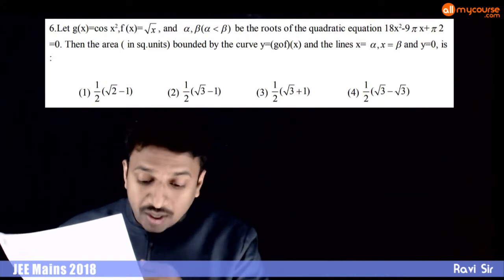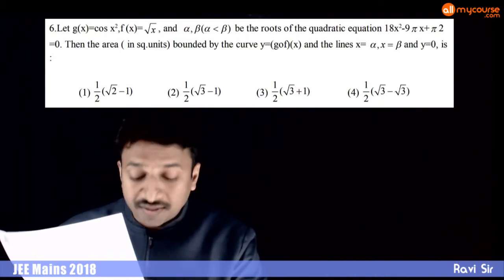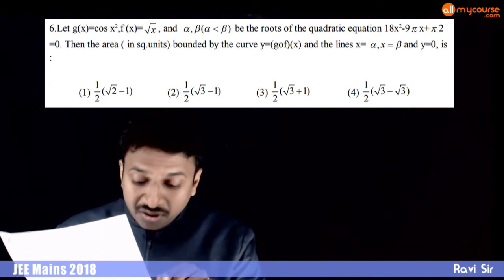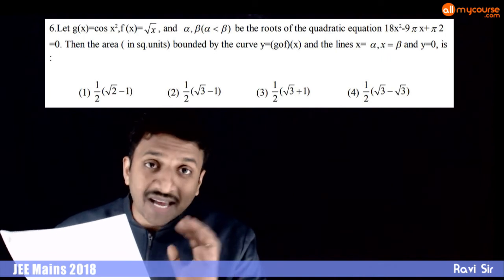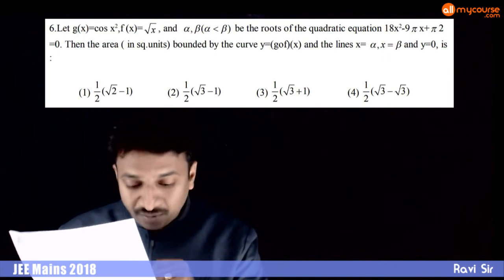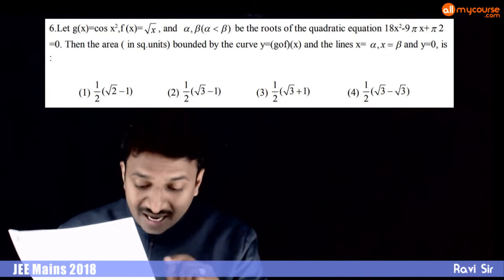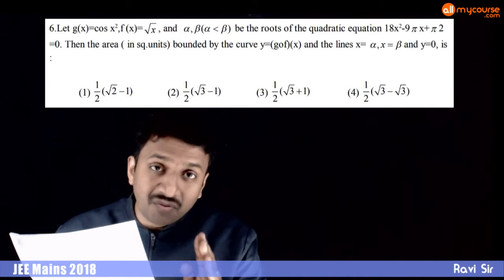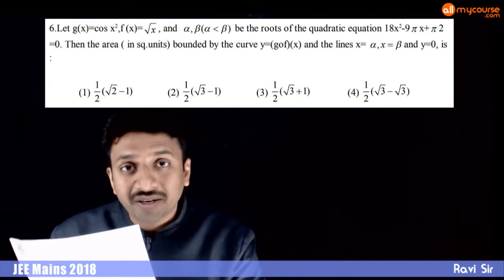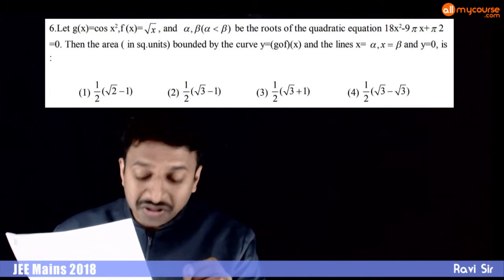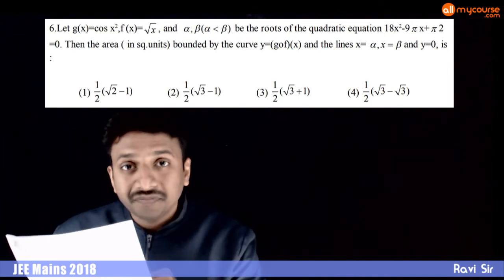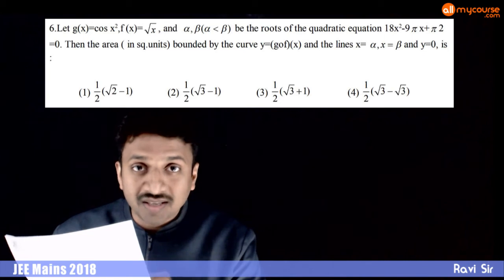Next, if you go to the sixth question, g of x is cos x square, f of x is equal to root x. Alpha and beta are the roots of the quadratic equation 18x square minus 9 pi x plus pi square is equal to 0. Then you're asked to find the area bounded by the curve g o f of x between x is equal to alpha and x is equal to beta. So in this question, the answer is half of root 3 minus 1. Half of root 3 minus 1 is the answer.